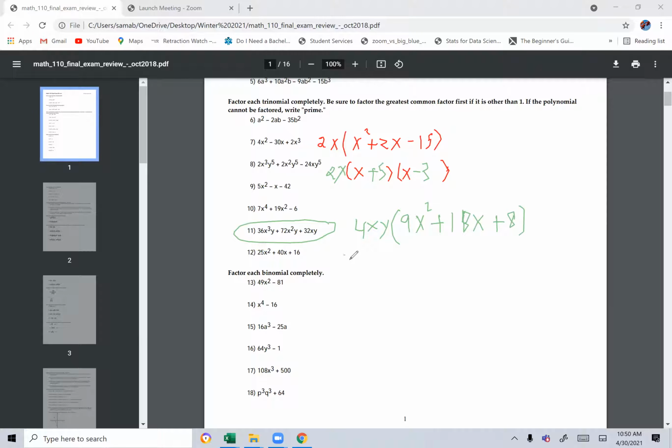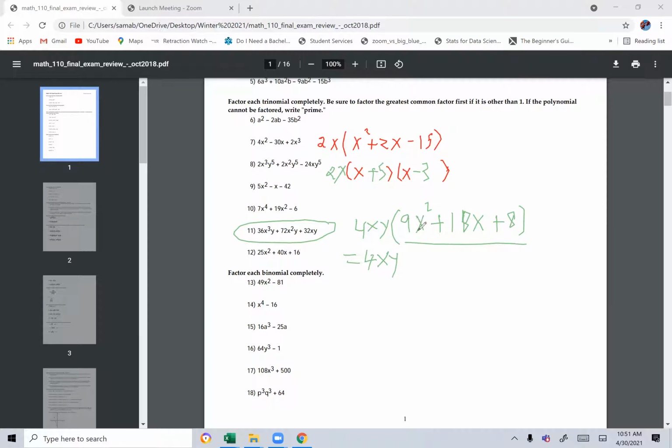Now the question, guys: can you factor this? That's what we need to answer. If you can factor it, then you should factor it. What do you guys think? Is it possible to factor 9x squared plus 18x plus 8? Any ideas? Let's try. You have 4xy on the outside.